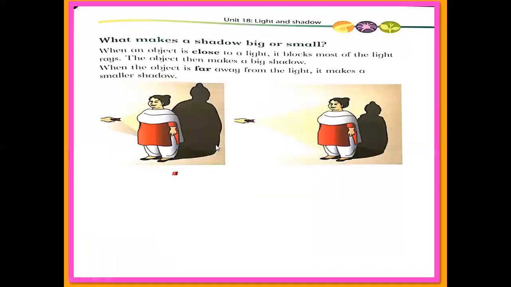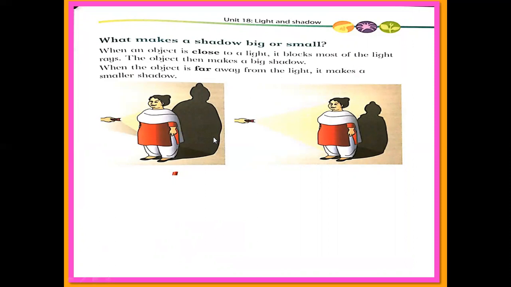Okay. Now next is what makes a shadow big or small. When an object is close to a light, it blocks most of the light rays. The object then makes a big shadow. When the object is far away from the light, it makes a smaller shadow. You can see, students, in these two pictures, there are two types of shadows. One is big and one is small. How is a big shadow formed?